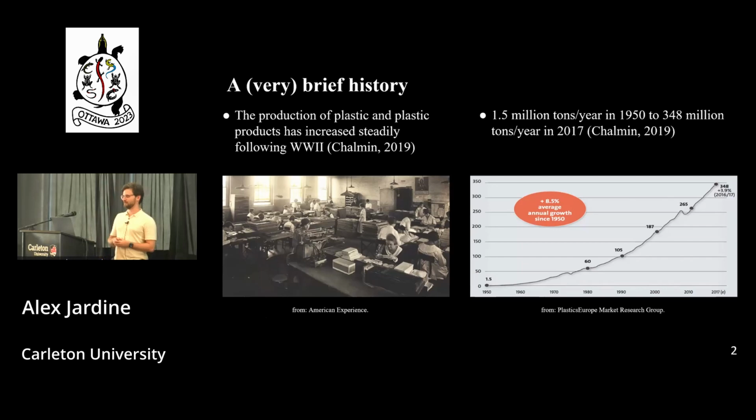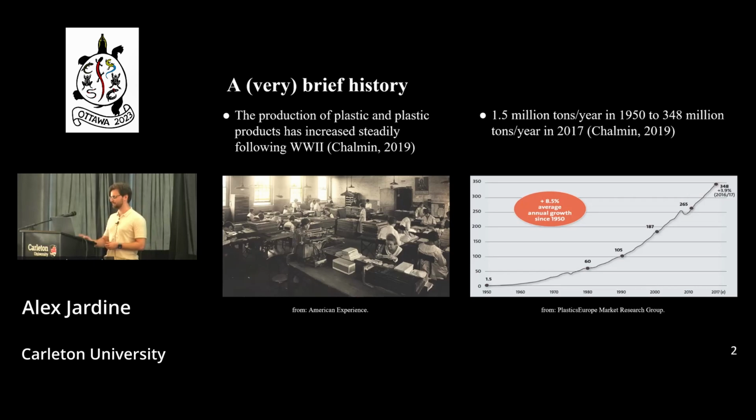It was used in a lot of equipment and produced for tools of warfare, as well as in medical equipment. And then in the 50s, it saw another significant boom, where it increased to about 1.5 million tons produced every year. And then as of 2017, that has, of course, skyrocketed to 348 million tons of plastic produced every year.